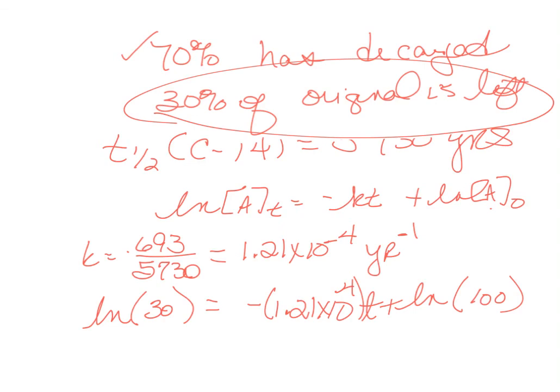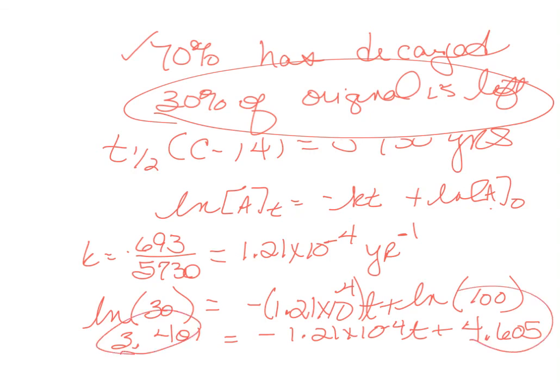And so the log of 30 is 3.401. And I'm not going to do anything with that yet. And the log of 100, sorry about that, I'm getting messaged, is 4.605. All right, so now I am going to combine both sides.